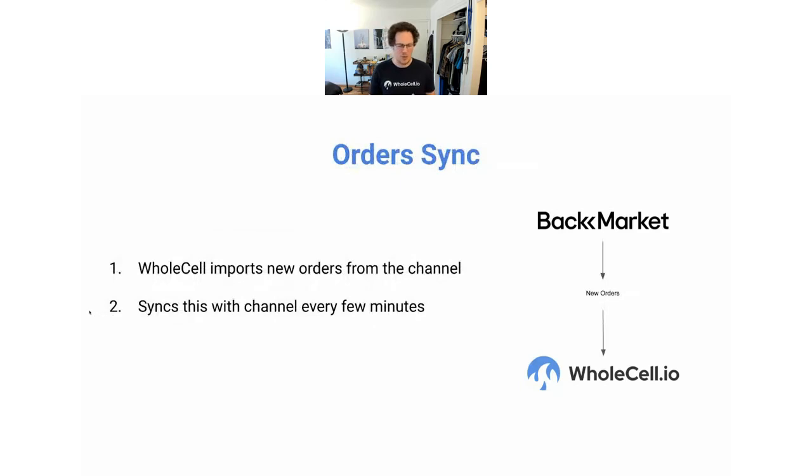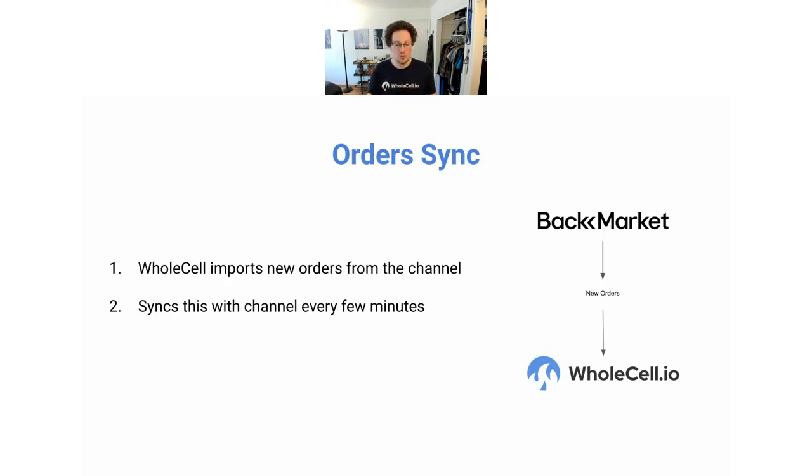The second piece, and probably the most simple, is the order sync. So when you've got new orders that come in from all of your channels, and here we've got Back Market as an example, you can bring them in automatically. So when those orders happen on the channels, they will come into wholesale automatically. And there are a bunch of settings that you can configure in wholesale for how you want those orders to come in. Wholesale has a lot of tools like order statuses that allow you to map out your pipeline of how orders flow through your business.